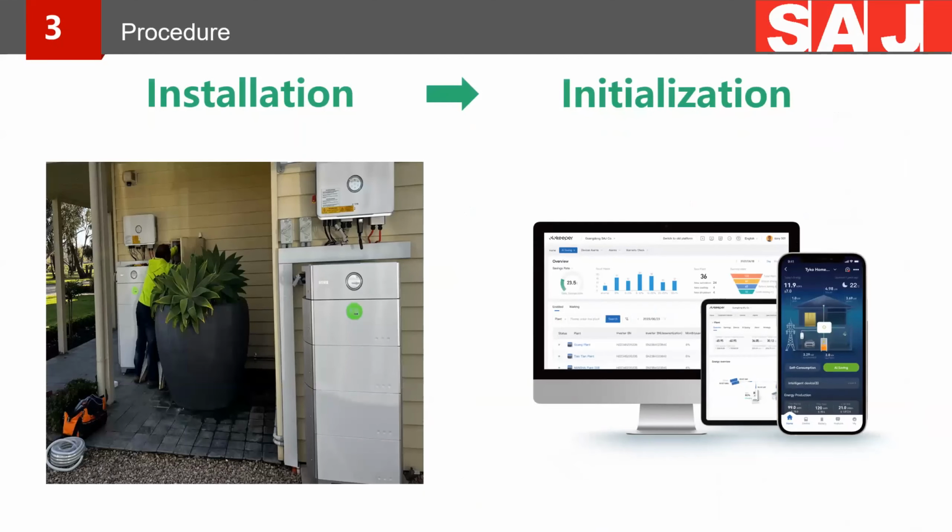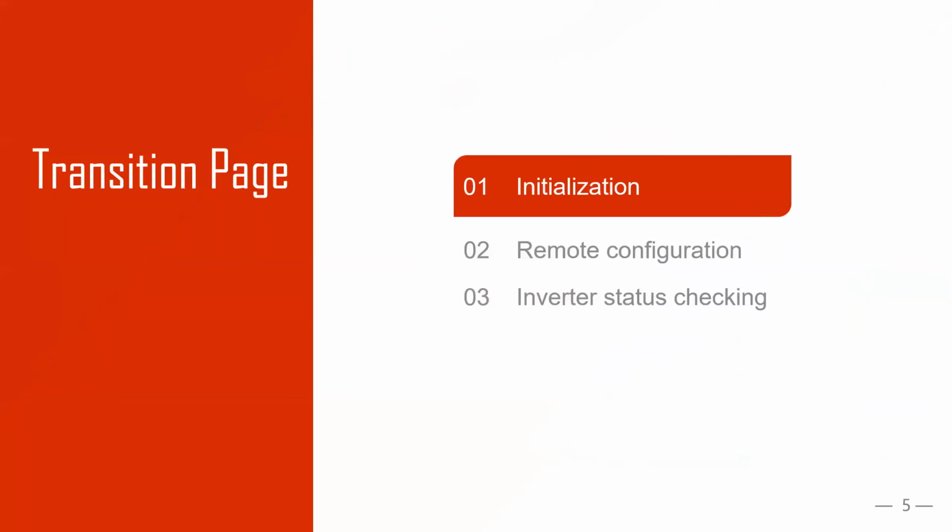So let's review the procedure of our installation and initialization. The first is the installation. We have met many cases of installers who, after they installed their system, maybe forgot how to set the parameters, how to set the correct settings. And this is very important to us. This will make our products, and the installers and distributors, more reliable and trustable to these customers. The procedure is called initialization. It's very important.